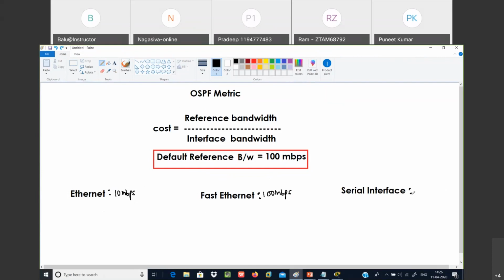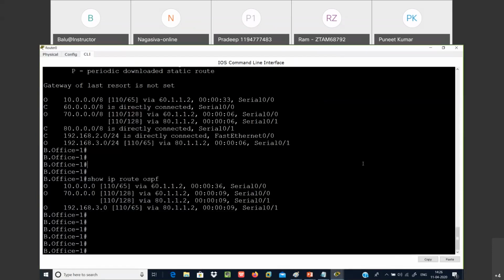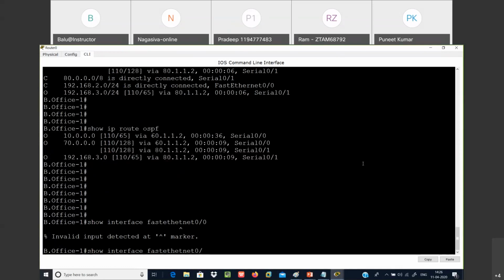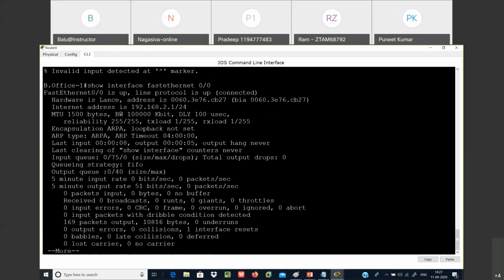Let me check now. In the router, in privilege mode, we use the command show interface fast Ethernet 0/0. Now I can get the fast Ethernet speed. You can see here the bandwidth is shown in kilobits. If we convert into megabits, you get 100 Mbps. 1 lakh kilobits converted into megabits is 100 Mbps.